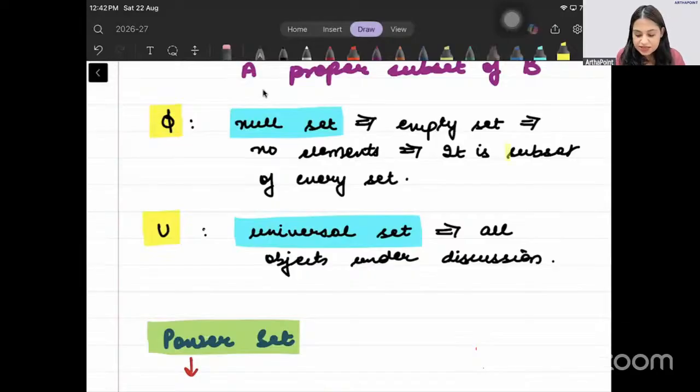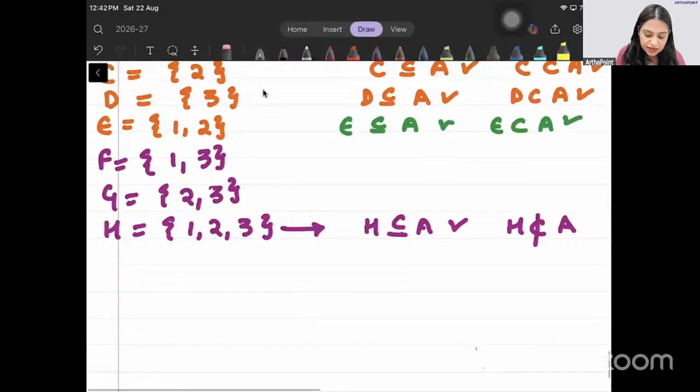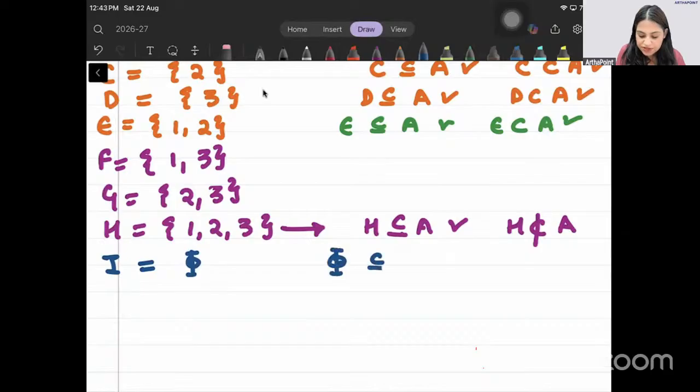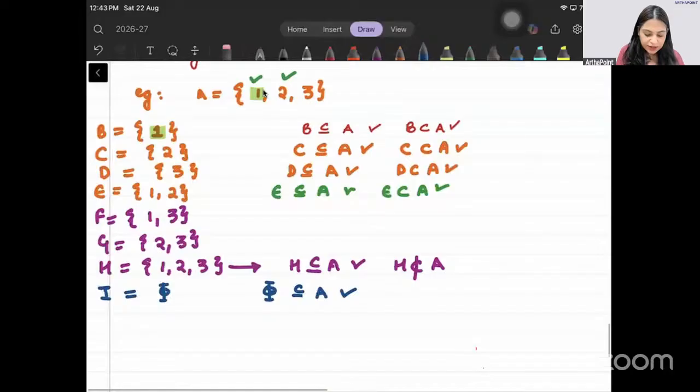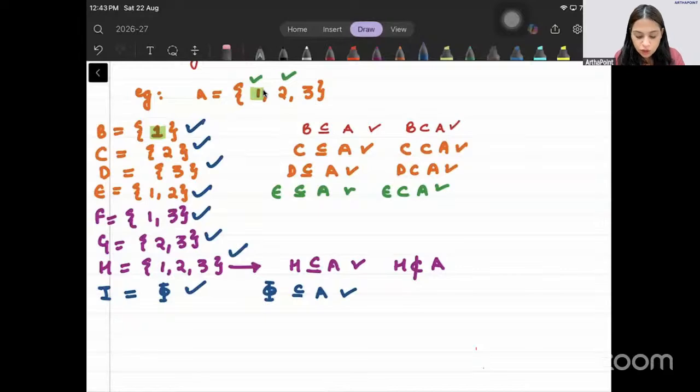A null set is a subset of every set, because it has no elements in it, so it is the smallest possible set. So now even if I define E, F, G, H, I, which is a null set, this null set will also be a subset of A, because a null set is a subset of every set. So how many subsets will we be able to find? 1, 2, 3, 4, 5, 6, 7, 8. You will find that this set A has 8 subsets.